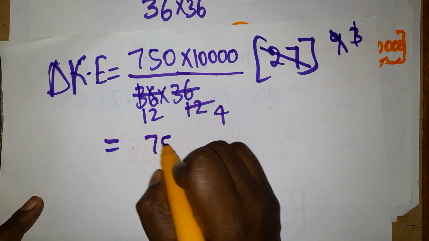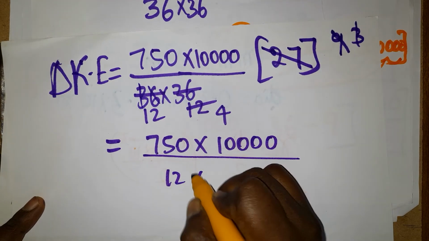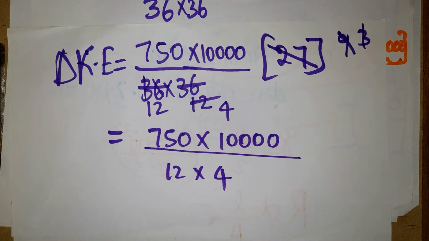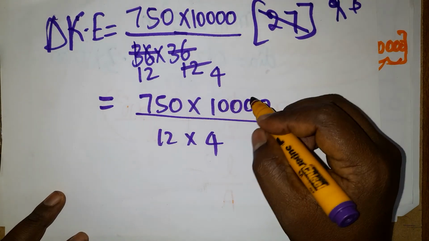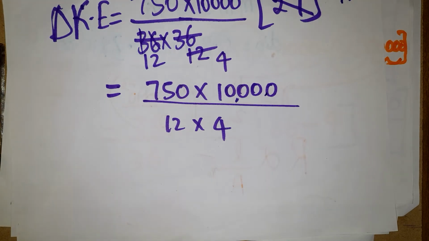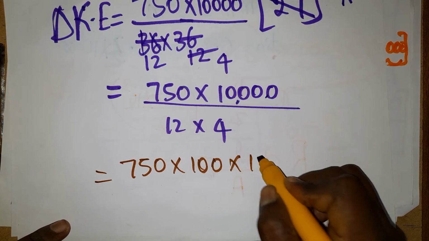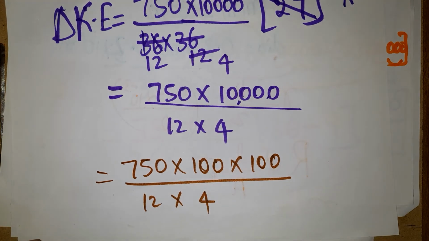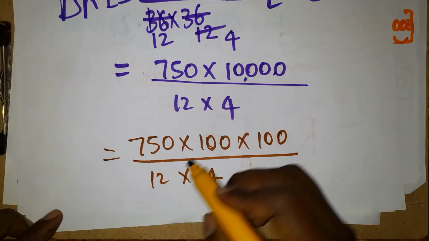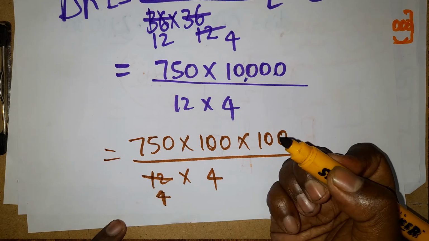Remaining 750 into 10,000 divided by 12 into 4. Next step, simple cancellation only. I am making this 100 into 100. So see here, the next step, 750 into 100 into 100 divided by 12 into 4. Again I am going with the 12 table, 3 tables. This is 4 times 3 table. 4 into 3 will be 12.